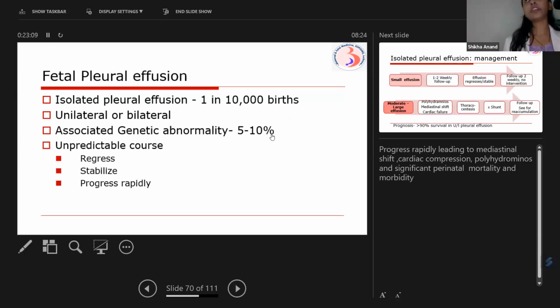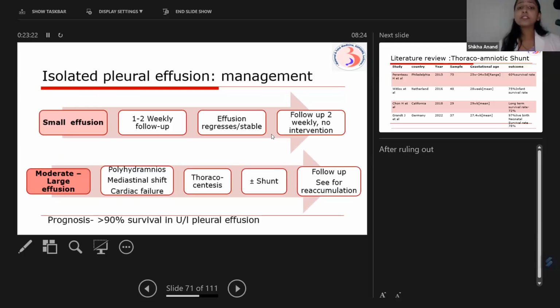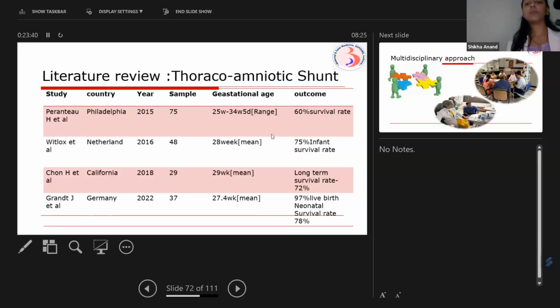Isolated pleural effusion accounts for 1 in 10,000 births. It can be unilateral or bilateral. In 5 to 10% of cases, it is associated with a genetic abnormality. It follows an unpredictable course, as already discussed by the ma'am. So small effusions are followed up by serial ultrasound monitoring, while moderate to large effusions require fetal intervention in the form of thoracocentesis and shunt. The prognosis in cases of unilateral pleural effusion is very good, almost 90%. The literature review of thoracoamniotic shunt has shown a good survival rate ranging from 60% to 78%.